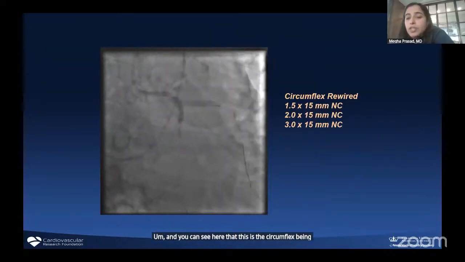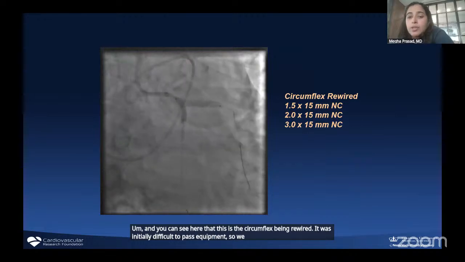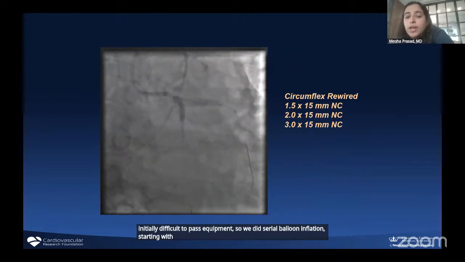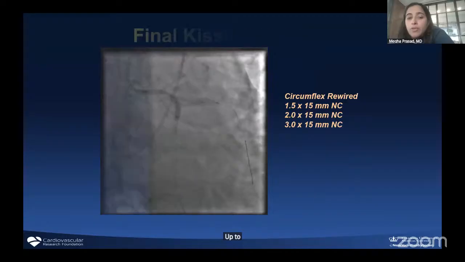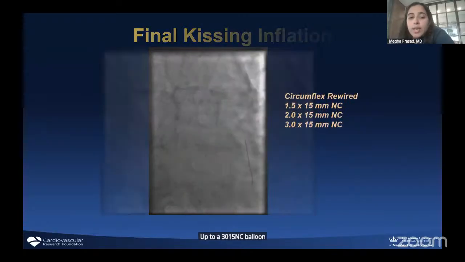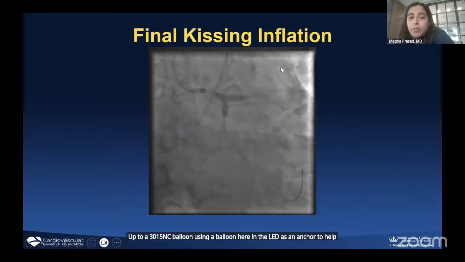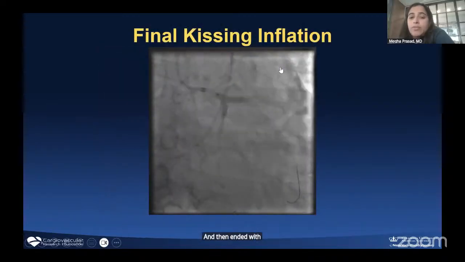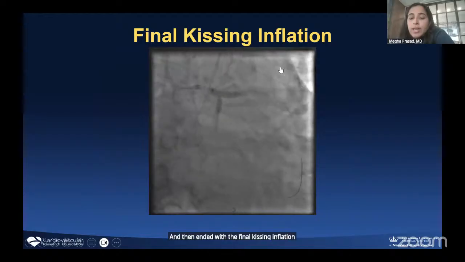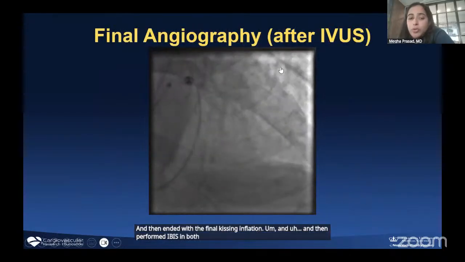It was initially difficult to pass equipment, so we did serial balloon inflation, starting with the Takeru balloon up to a 3.0 by 15 NC balloon, using a balloon here in the LAD as an anchor to help us deliver equipment, and then ended with the final kissing inflation. And then performed IVUS in both directions.